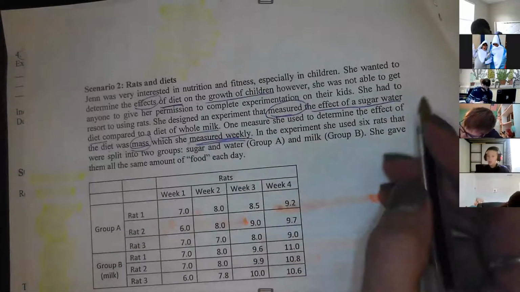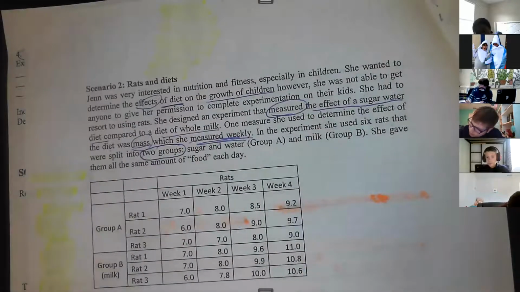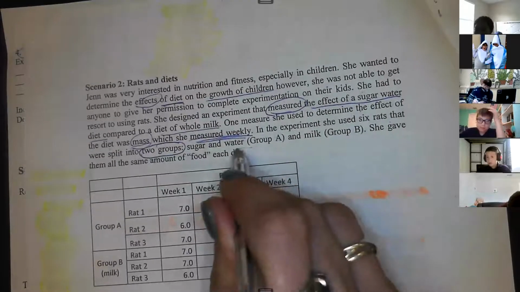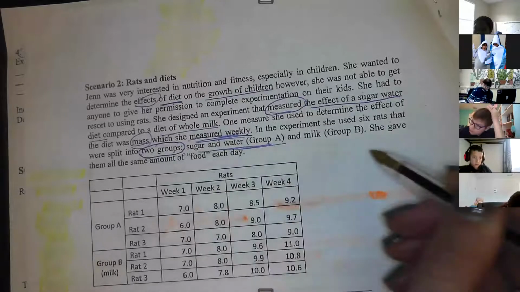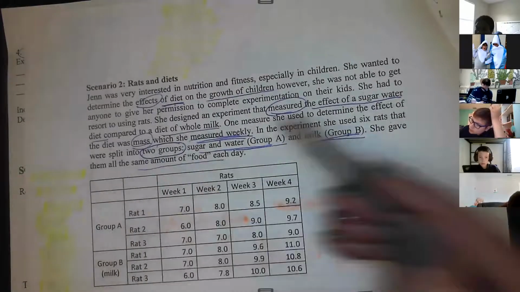In the experiment, she used 6 rats that were split into 2 groups. 2 groups indicates what variable? IV, perfect. So I've got group A that had sugar and water, and group B that got milk. She gave them the same amount of food.